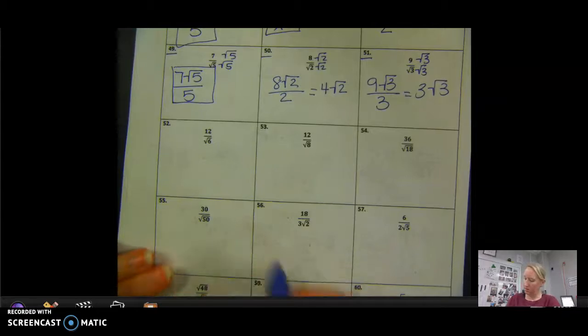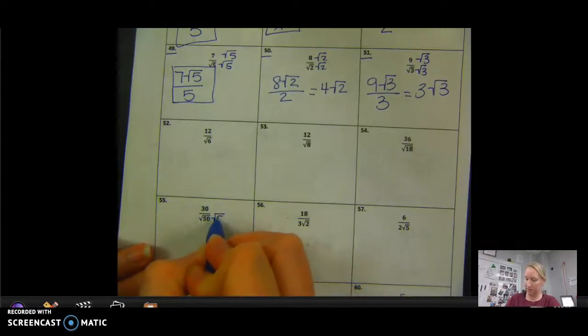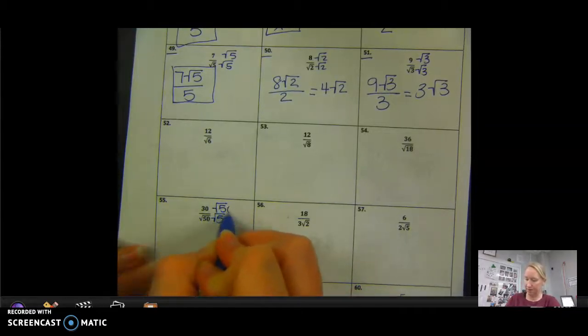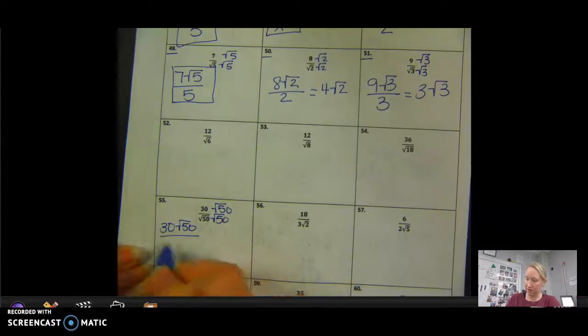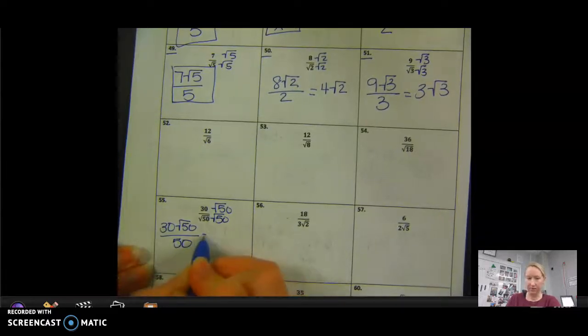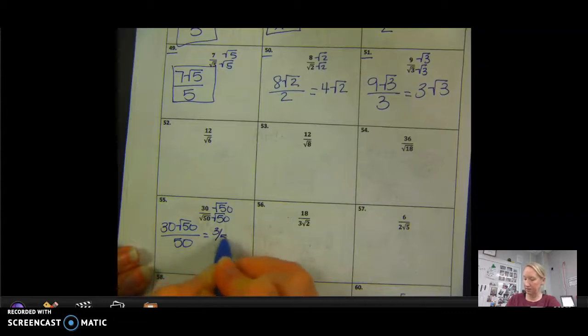Okay. Square root of 50, we're going to multiply by the square root of 50, bottom and top. So I get 30 square roots of 50 over 50. 30 over 50 reduces to 3/5 square roots of 50.